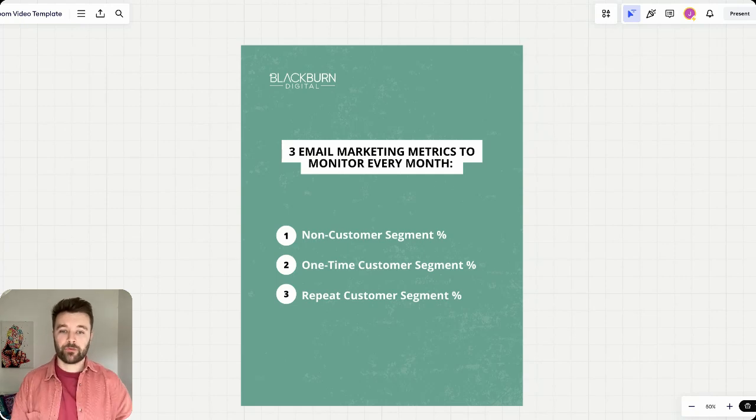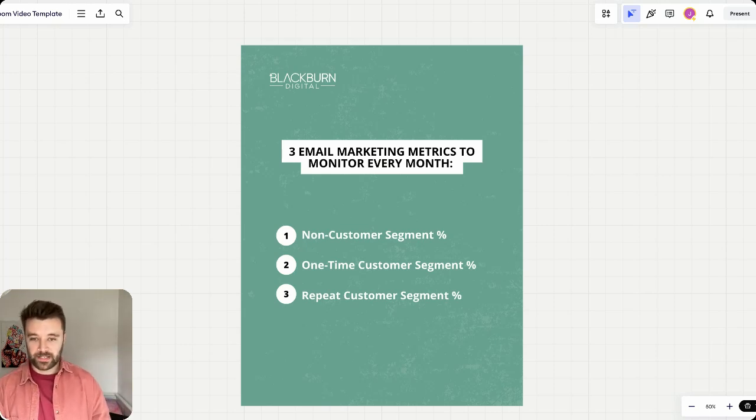So, for example, these three metrics here are amazing to monitor every month, and depending on the size of the brand, you might want to do it bi-weekly. You've got your non customer segment, your one time customer segment, and your repeat customer segment. Let's break these down into how that segment can start really asking some great questions and building strategy.